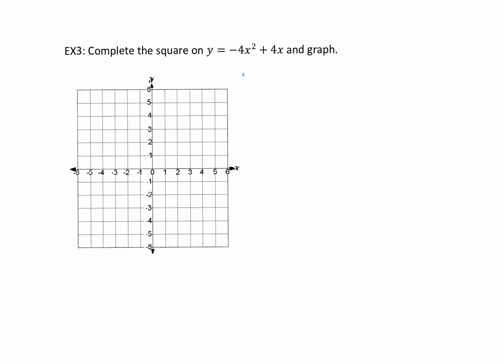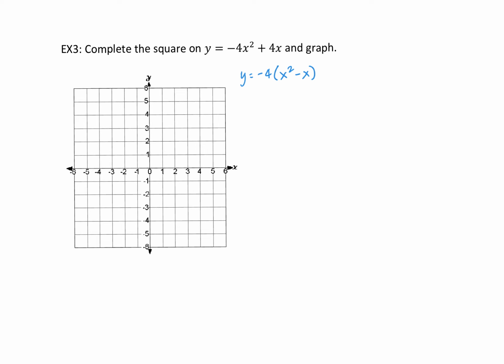So this is going to be y equal to factor out the -4 to get x squared minus x. Okay, so now I need to do half of the number on the x. Notice that this is -1x. So I need to do half of the number on the x. So -1, take half of that, square it, and I'll get 1/4. I need to add 1/4 inside the parentheses.